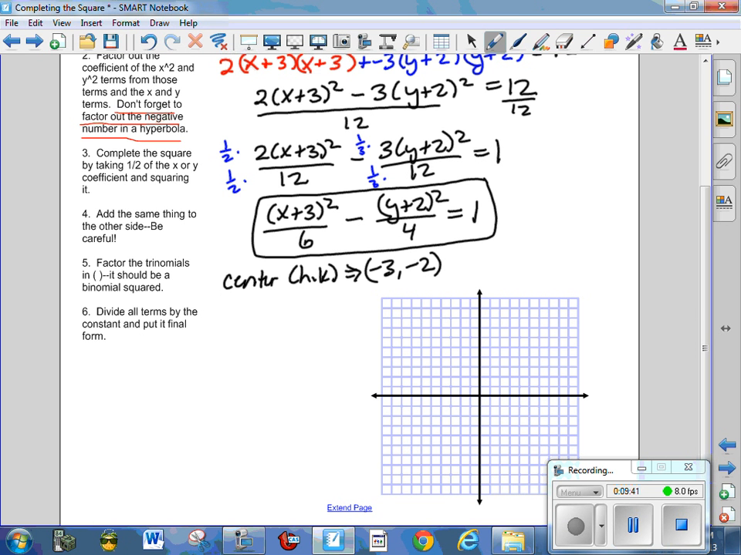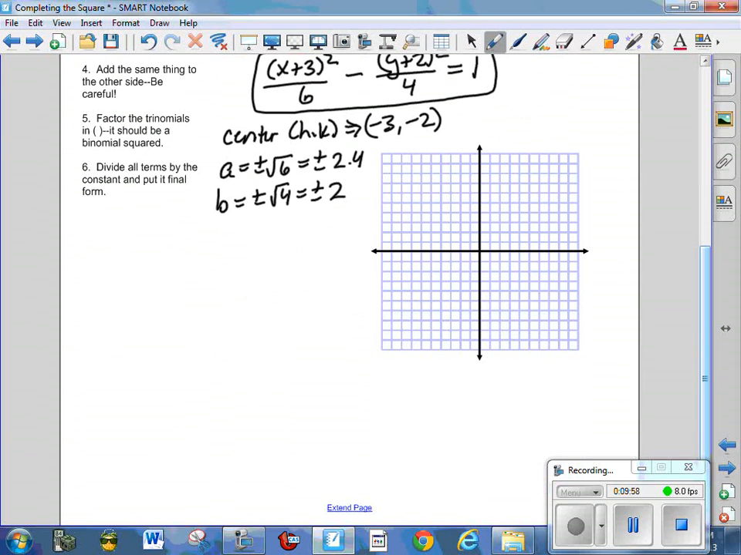Now we can look and see our a is equal to plus or minus the square root of 6, which is plus or minus, and I've got that calculated, 2.4. And b is equal to plus or minus the square root of 4, which is plus or minus 2. So what we're going to do is plot the center point first. So we have negative 3, negative 2.